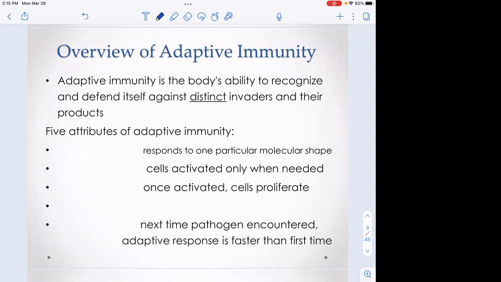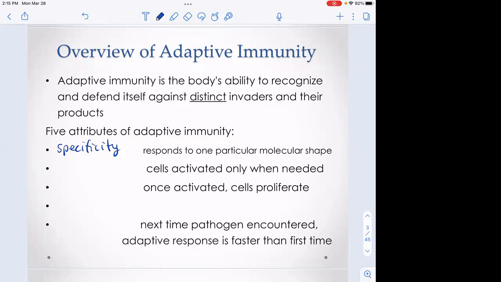All right, so we talked a couple of lectures ago about the difference between innate and adaptive immunity. Adaptive immunity is a very specific response to specific pathogens. Okay, so there are five ways that we describe adaptive immunity. First thing, specificity. We're not talking about broad-based patterns like LPS and peptidoglycan. We're talking about really specific shapes and patterns that B cell receptors and T cell receptors will recognize.